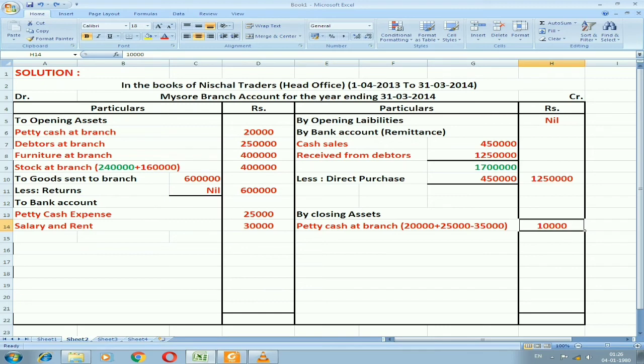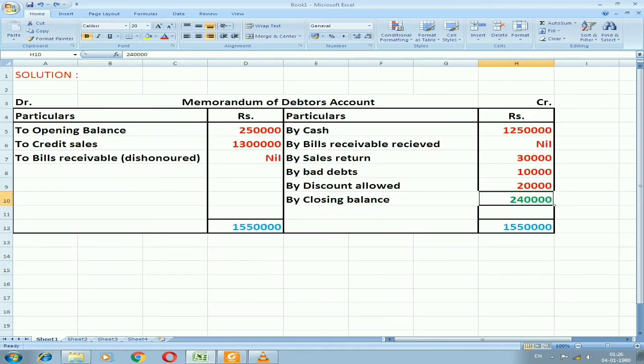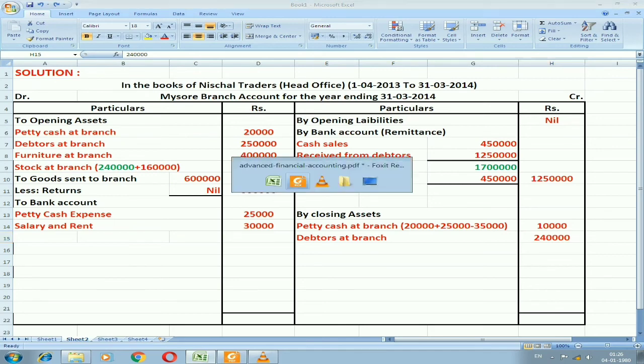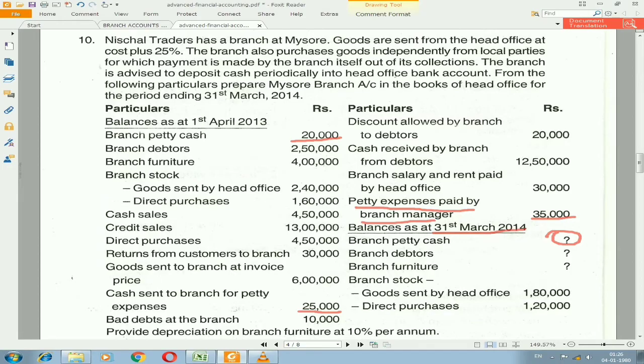Then we have opened the account of debtors at branch that we are supposed to close. For this we need to check the memorandum of debtors account, because we have found the closing balance, 2,40,000. That will be carried forward here. Furniture at branch we have opened, that we are supposed to close. In the illustration we don't have the closing balance of furniture, as it is a fixed asset. Whatever the opening balance is, that will be the closing balance.